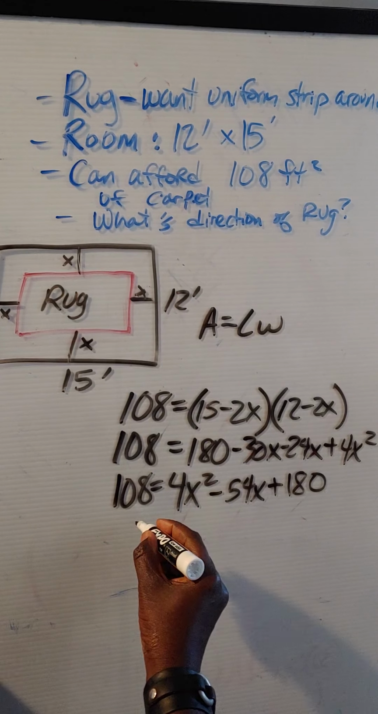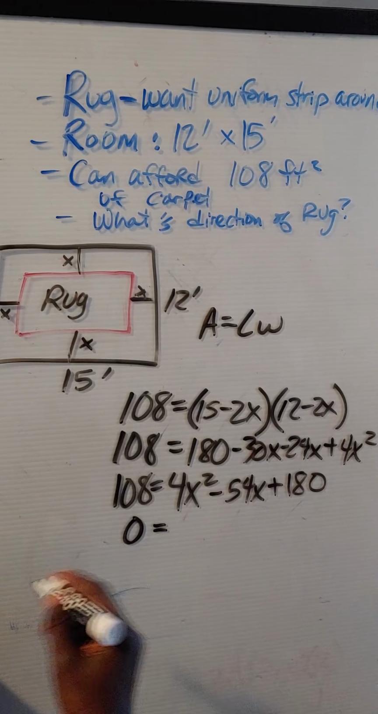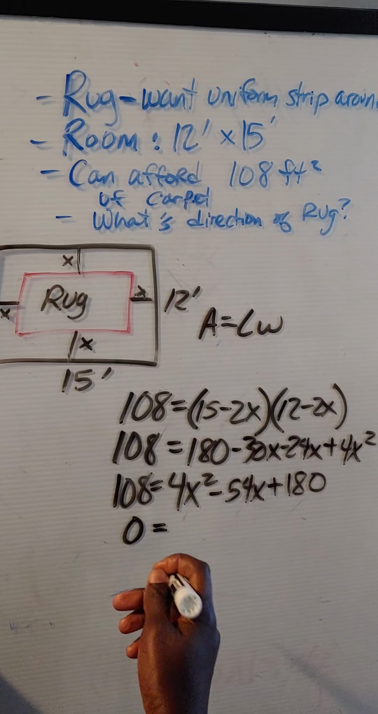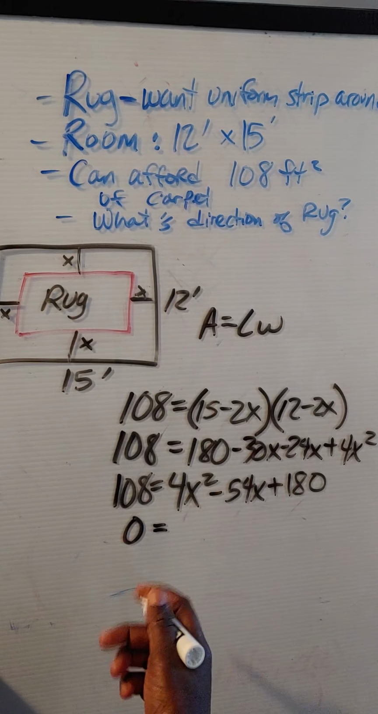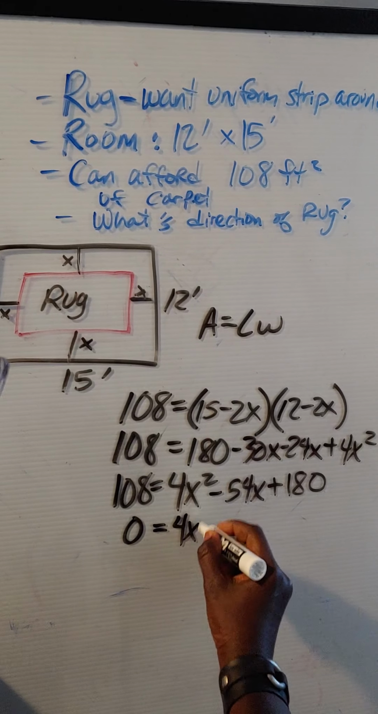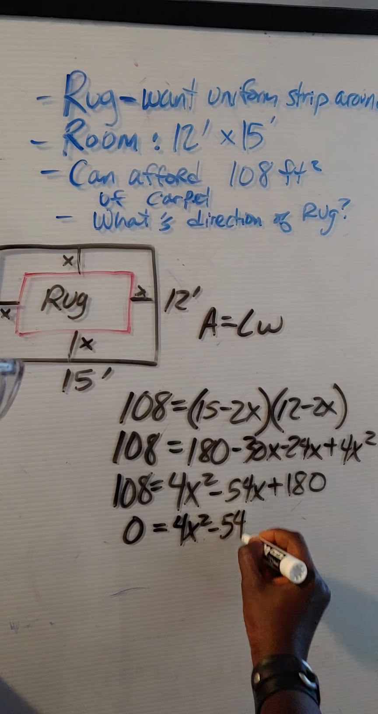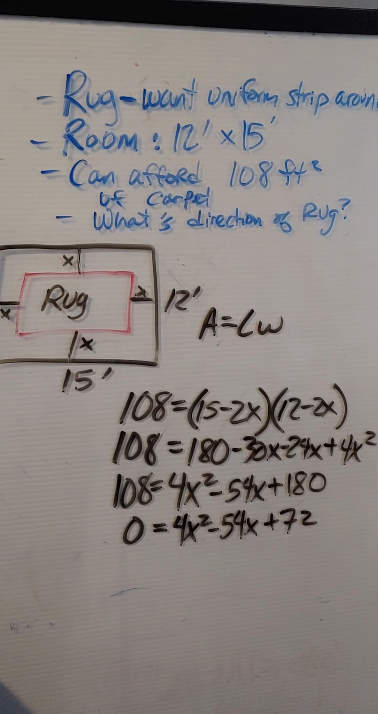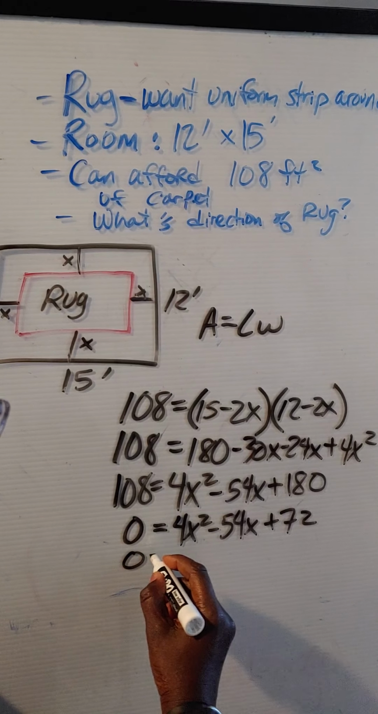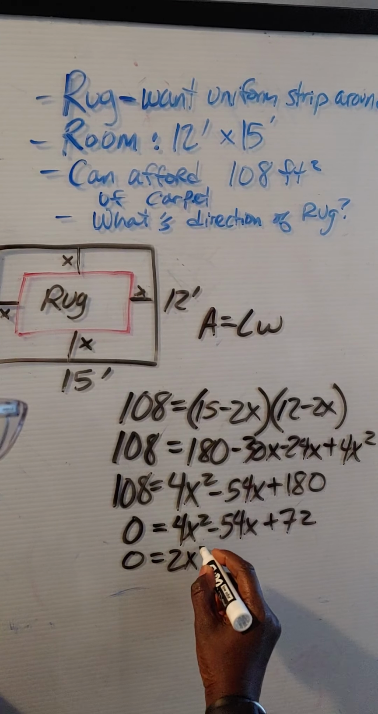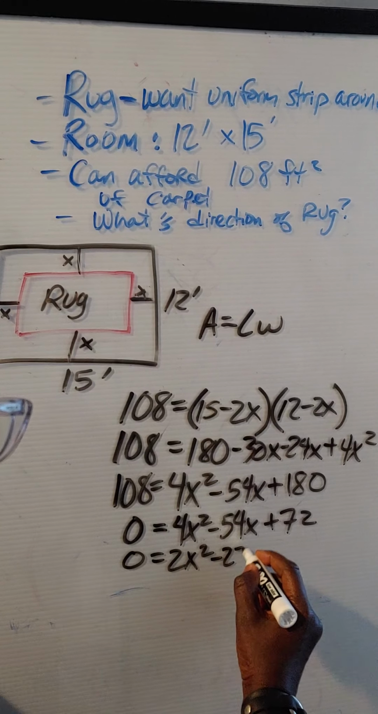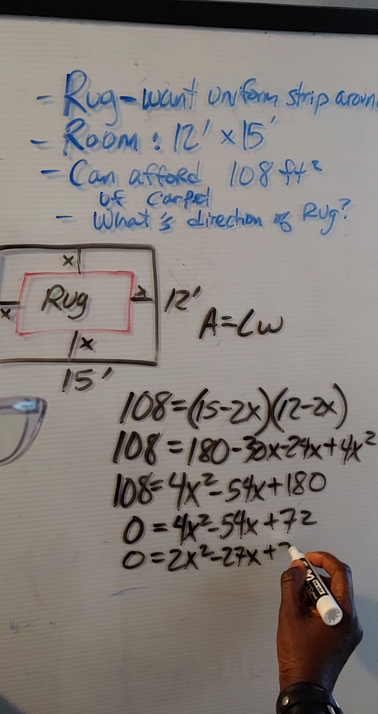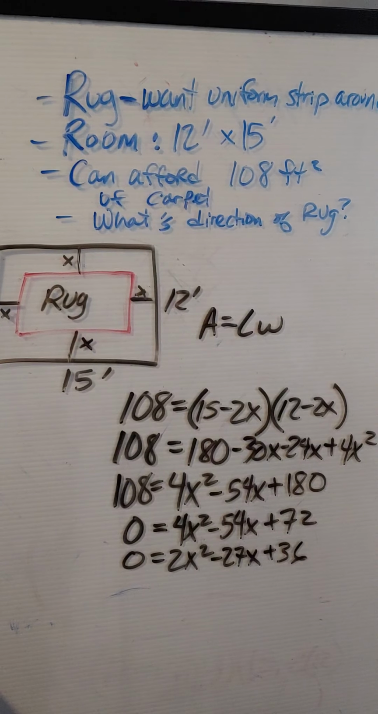I'm going to subtract 108 from both sides and set this equal to 0, which helps me see this parabolic function in standard form. So 0 equals 4x squared minus 54x plus 72. All of those numbers are even, so I can divide this entire equation by 2. So 0 equals 2x squared minus 27x plus 36. That looks a little bit simpler, and I'm going to see if I can factor this.